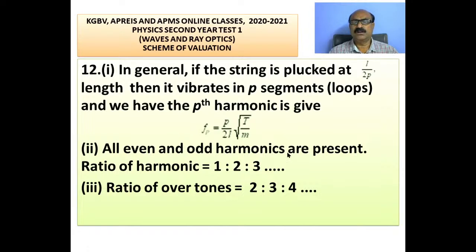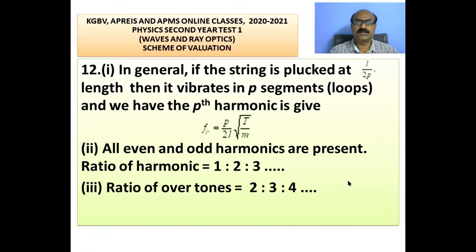All even and odd harmonics are present. In this case, all harmonics are observed, integral multiples of the fundamental frequency. So the ratio of the harmonics to the fundamental frequency is 1:2:3 and so on. The ratio of overtones is 2:3:4, because the first one is considered the fundamental frequency. So overtones start from the second mode of vibration.